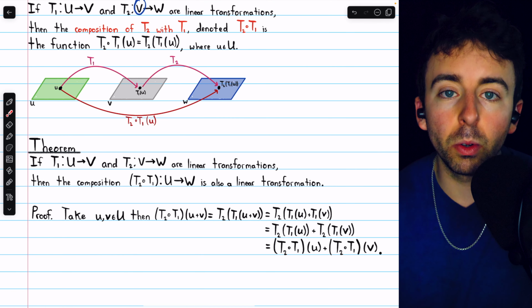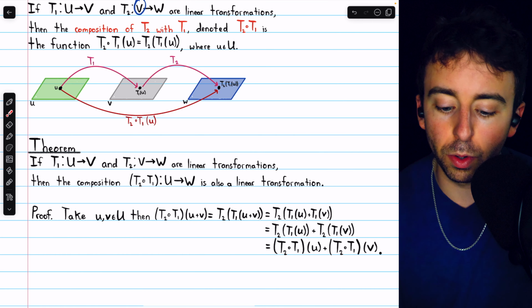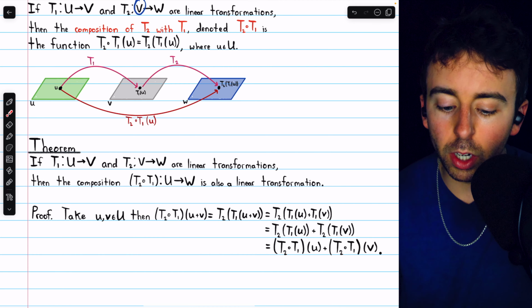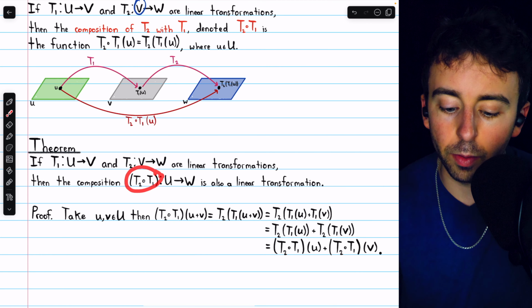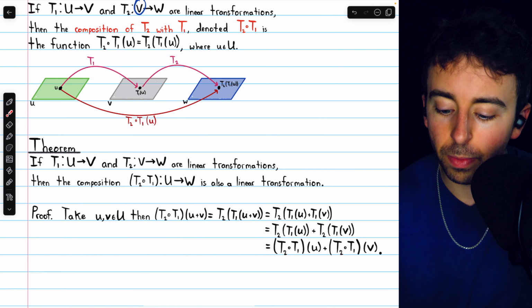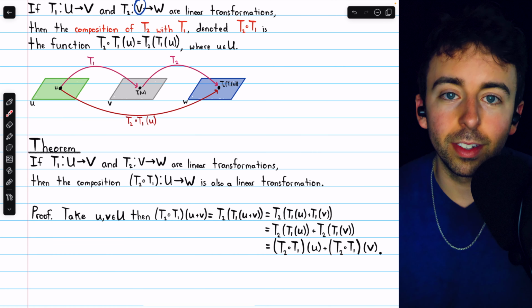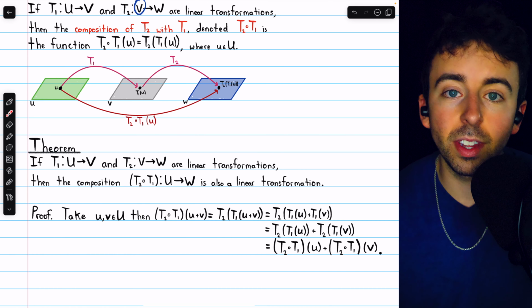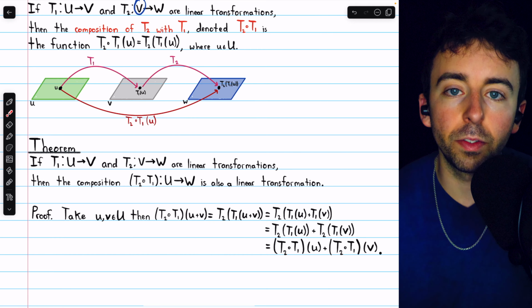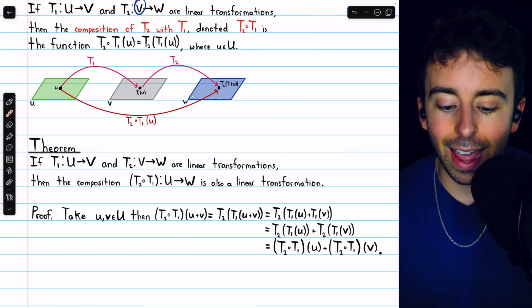So using the same notation as from the definition, T1 is a linear transformation from U to V, T2 a linear transformation from V to W, and we're going to prove that the composition of T2 with T1, which takes us from U to W, is itself a linear transformation. This will be very straightforward since T1 and T2 are themselves linear transformations, and the composition just involves applying each transformation successively. Let's begin with additivity.